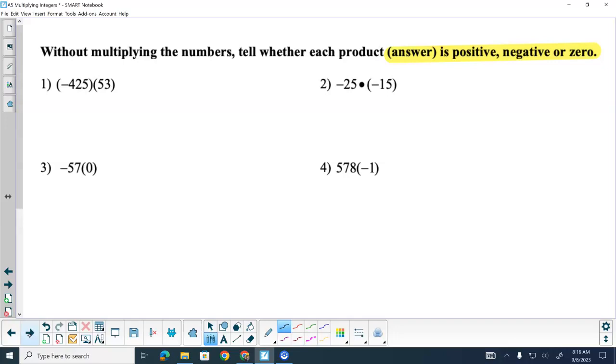On these first ones, we are just figuring out if the answer is going to be positive, negative, or 0. We're not actually figuring out what the number is, because it would take me a few minutes to do 425 times 53. Okay? All right? So is this first one going to be positive, negative, or 0? Why negative? Because there's different signs. Yep, exactly. So this one is going to be negative.